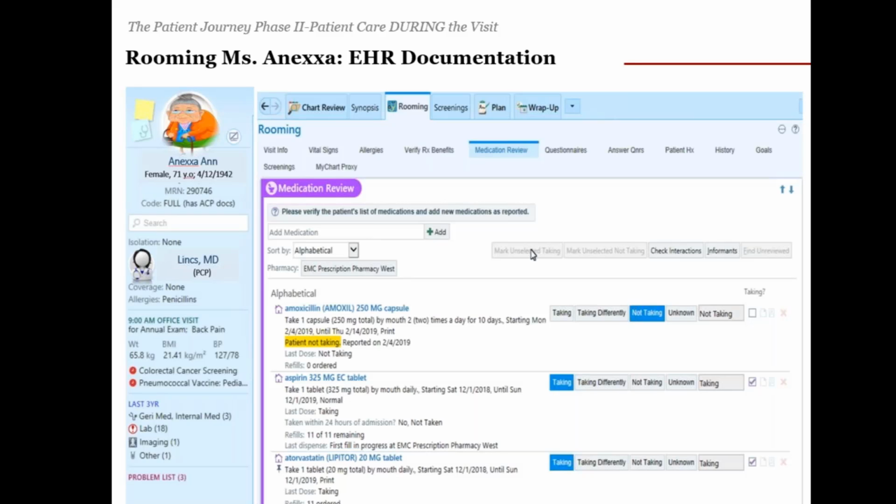So this one here is an expansion of the medication review tab. And as you can see, you're asking the patient, again, doing the medication reconciliation, so that you can actually hit refresh, and then it will take off any medication that the patient is no longer taking.